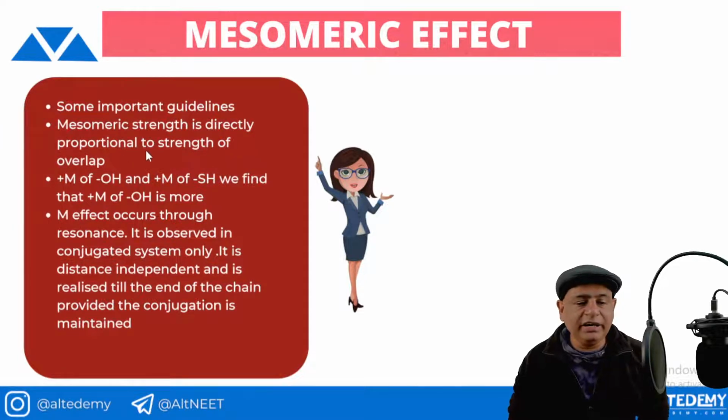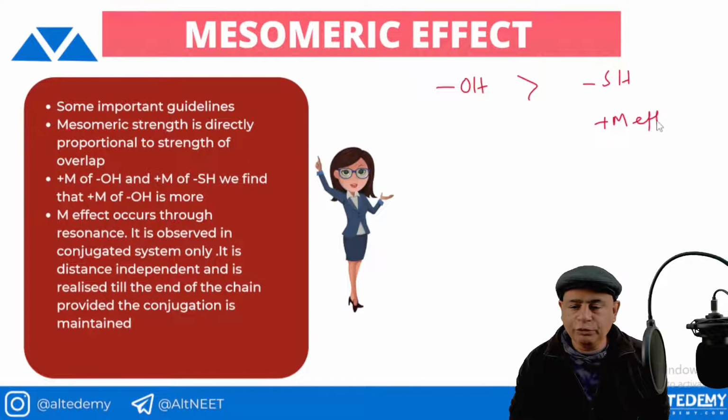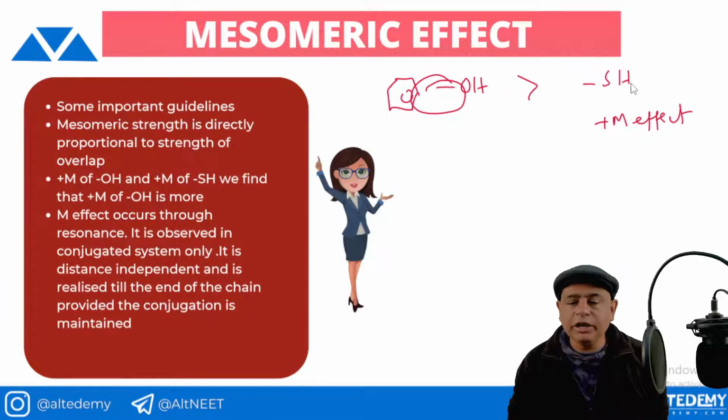Mesomeric strength is directly proportional to the strength of overlap. The more the extent of overlapping, the more will be the effect of mesomerism. Like here, if we compare OH on one hand and SH on the other, the plus M effect of OH is greater than the plus M effect of SH. Why? Because the conjugate system with which it will be attached, the extent of overlap of oxygen will be more in comparison to sulfur, because sulfur is a large atom, right?